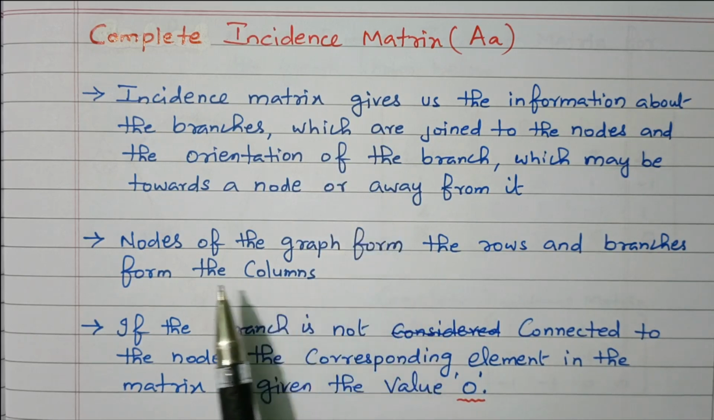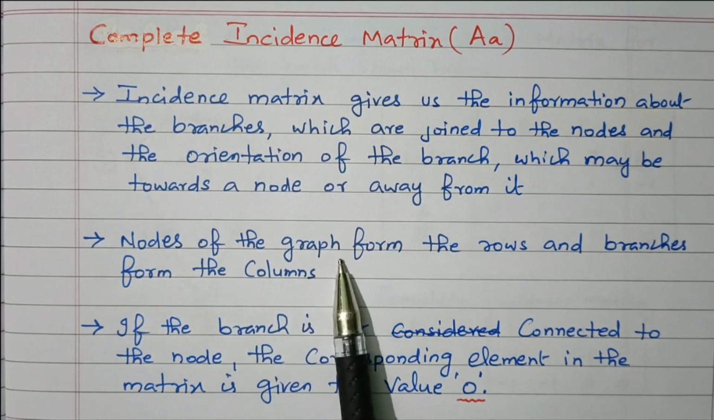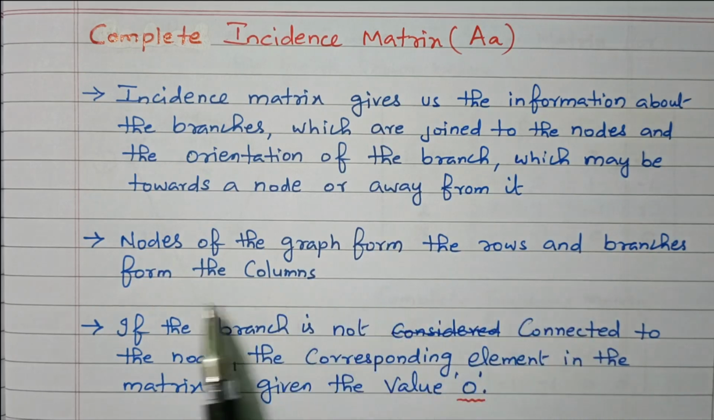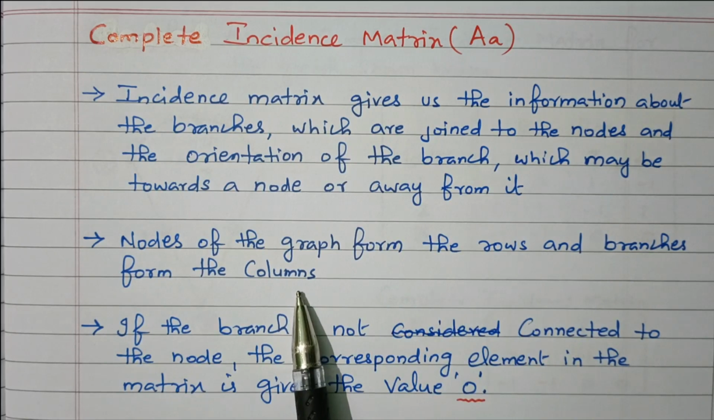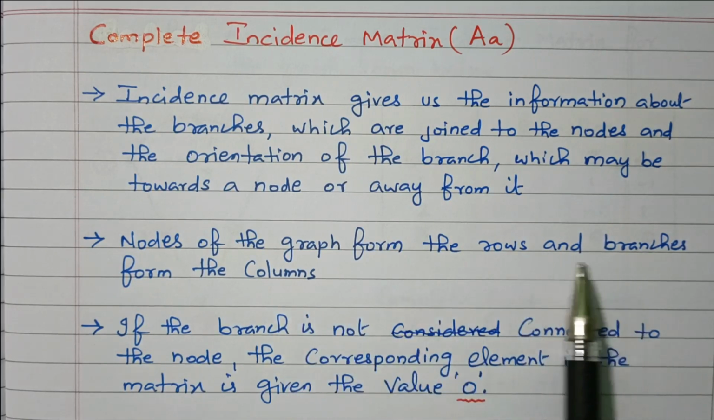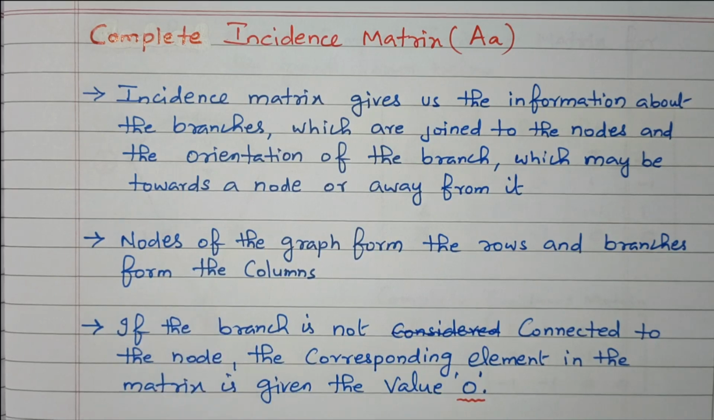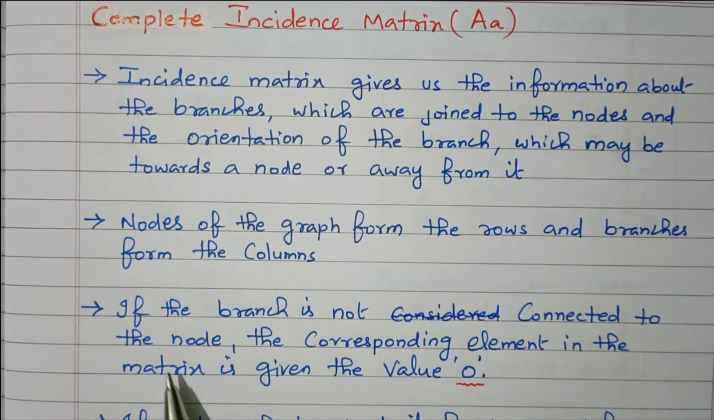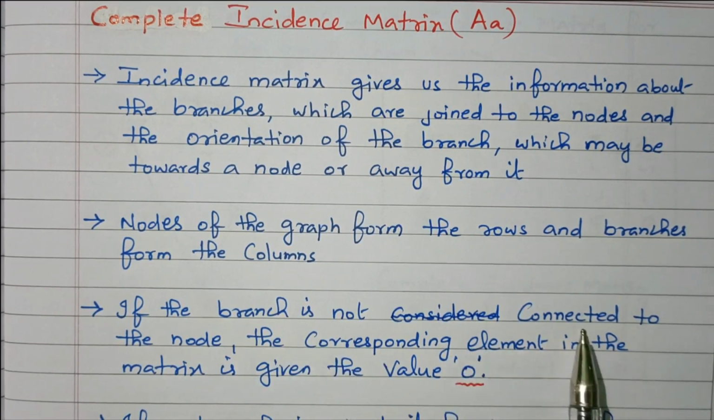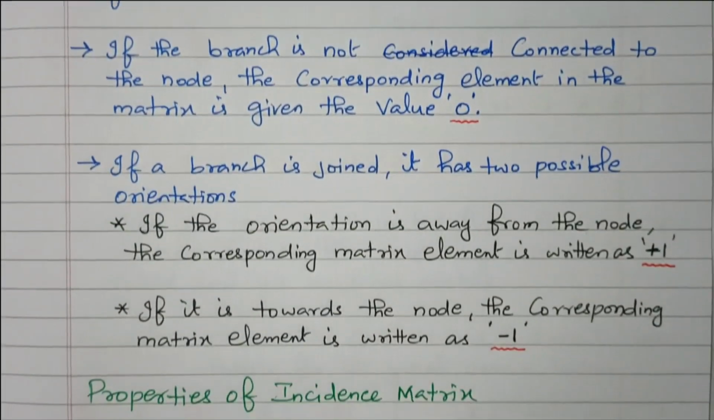The nodes of the graph form the rows, branches form the columns. So in this matrix, the column is decided by the branches, the row is decided by the number of nodes. Right. In that I will see first one, if the branch is not connected to the node, the corresponding element in the matrix is given as the value 0. If a particular branch is not connected to the node, we have to mark it as 0. Now we will see the remaining.